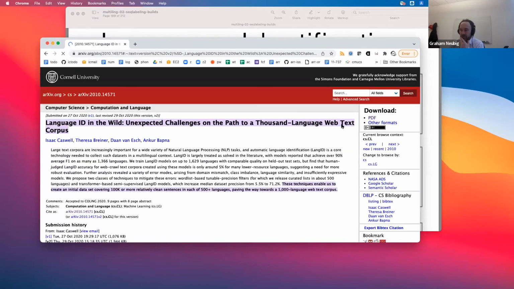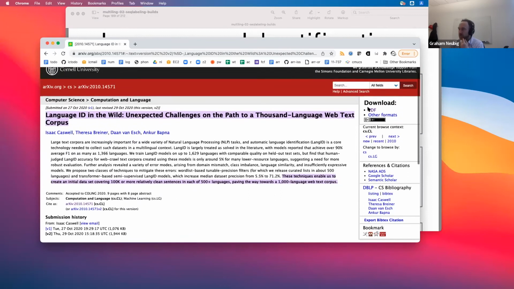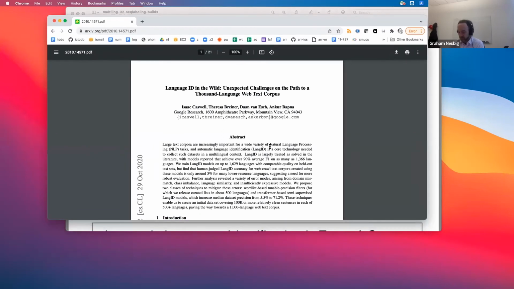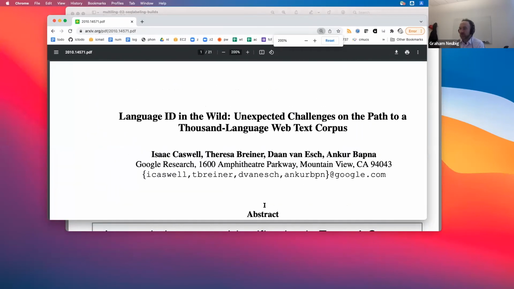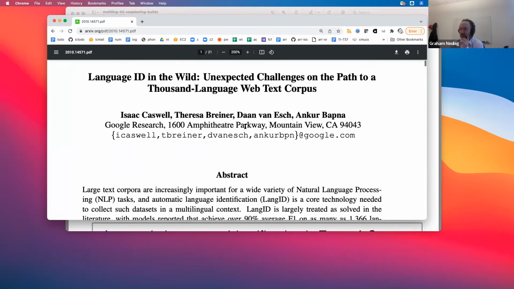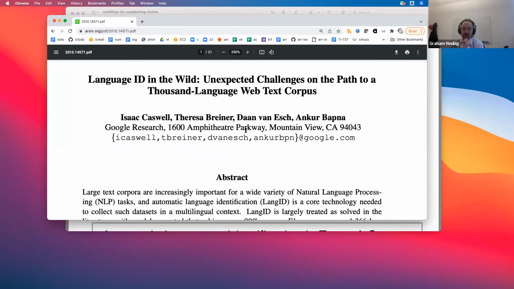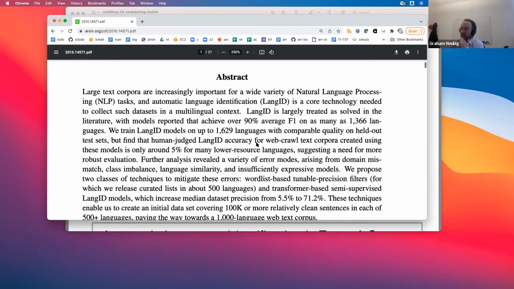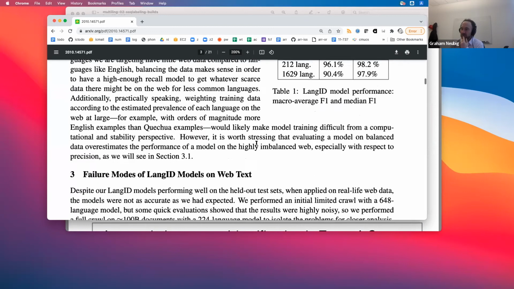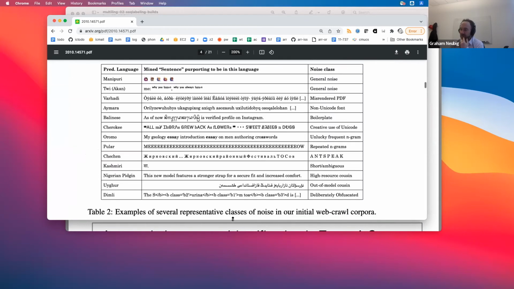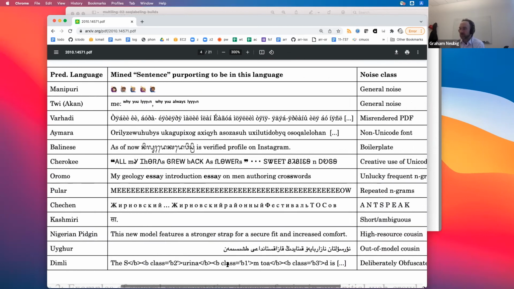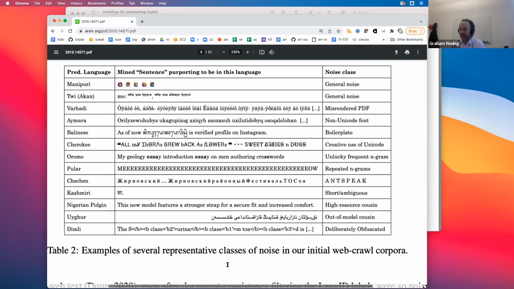This is a recent paper from 2020 by people at Google working on low resource languages. It's quite interesting. It's called Language ID in the Wild: Unexpected Challenges on the Path to a 1,000 Language Web Text Corpus. This is not the only paper that has pointed out this problem that language identification doesn't work well, but they have some very interesting insights, and they also have a very nice example of the issues that you encounter when trying to do language identification on web text.